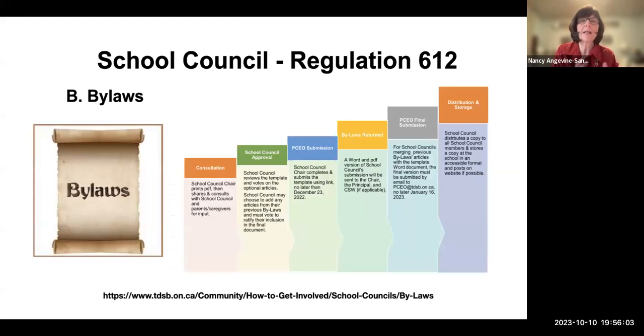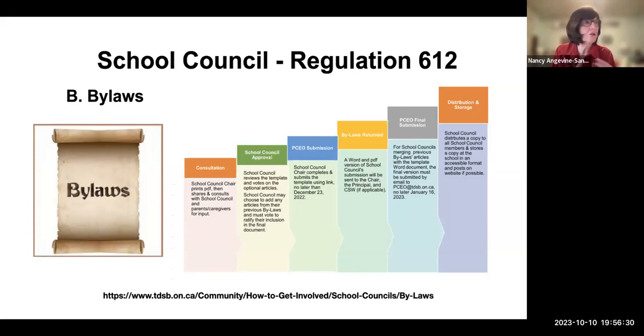The first part is you would consult with your parents and caregivers using the PDF on what options. There are about 12 or 13 options within the template. What options should your council take? What works best for your community? Then you will take it to school council. That's usually a committee that might do that. The committee will take their recommendations to school council.